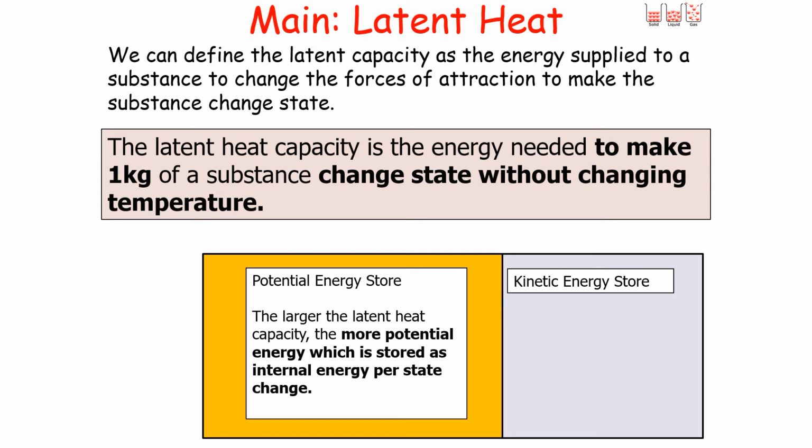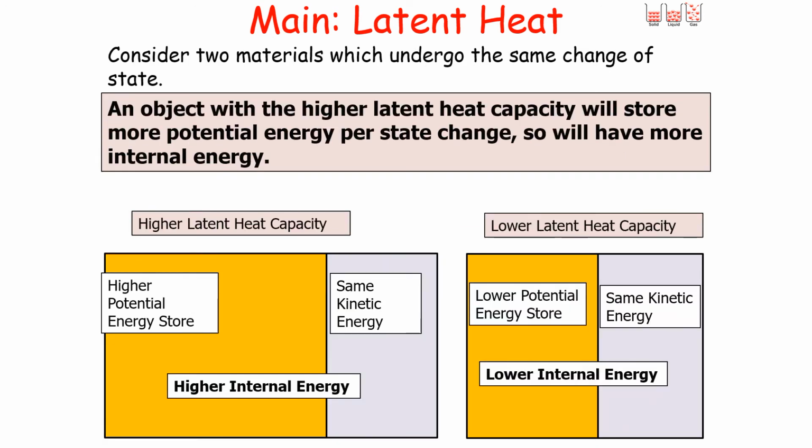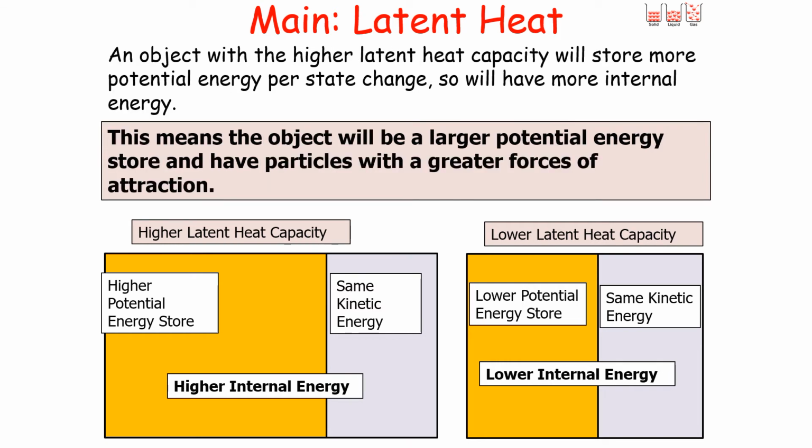So the larger the latent heat capacity, the more potential energy which is stored as internal energy per state change. So if you consider two materials undergoing the same change of state, an object with a higher latent heat capacity or specific latent heat will store more potential energy per state change, so will have more internal energy. So this means the object with a larger potential energy store and particles with greater force of attraction will be the one with the higher specific latent heat.